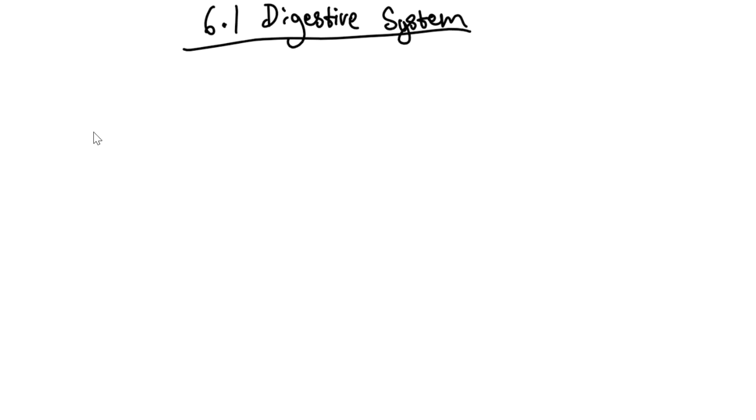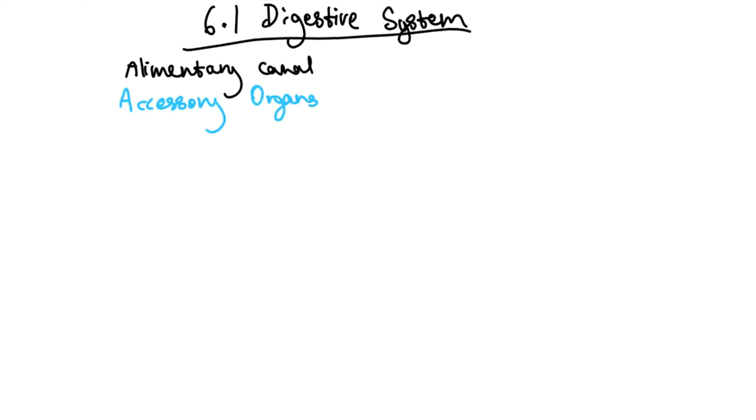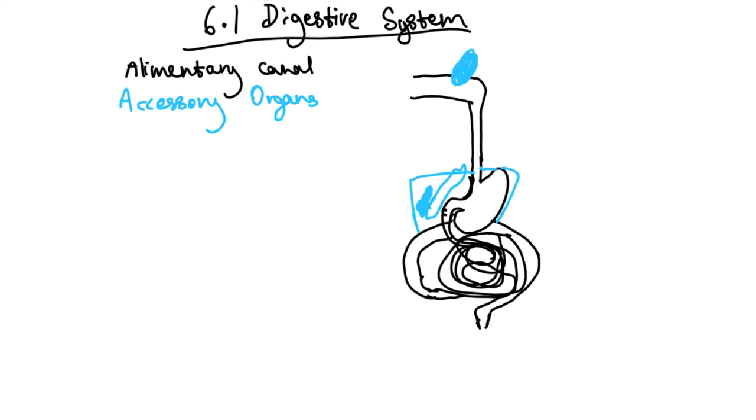I'm back. Today we're going to be doing 6.1 digestive system, just learning all about the digestive system as a whole. So in terms of the digestive system, there are two parts. There's the alimentary canal and there's the accessory organs. Let me just draw it out. So here we have a very simplified diagram of the digestive system.